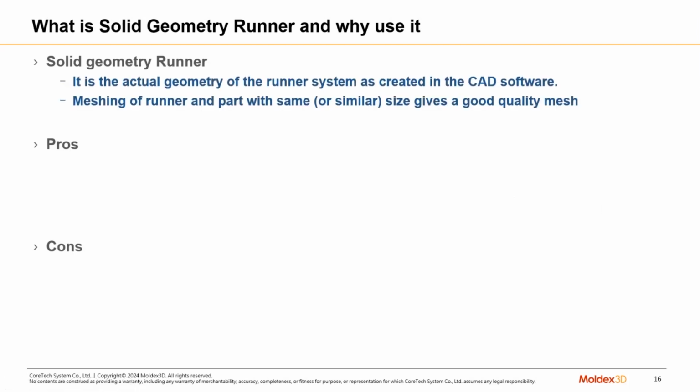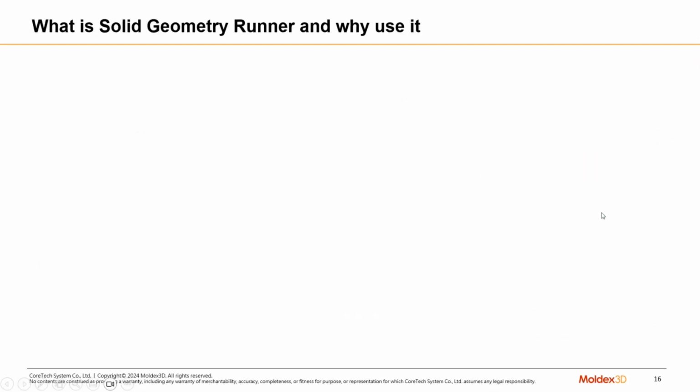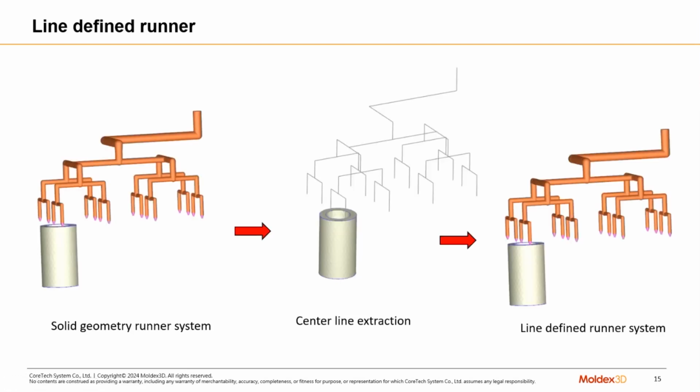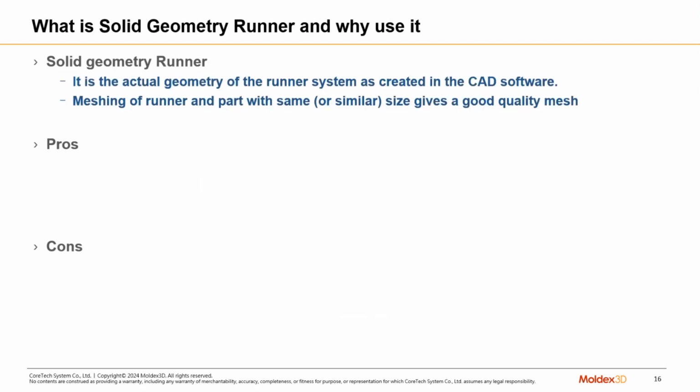So solid geometry runner is basically the actual geometry. When you have the CAD model, which is this one, you just take the CAD model and run it. And this one is the line-defined runner system. So now we are talking about directly using the one on the left, which is the solid geometry runner system. So what are the pros and cons of that?